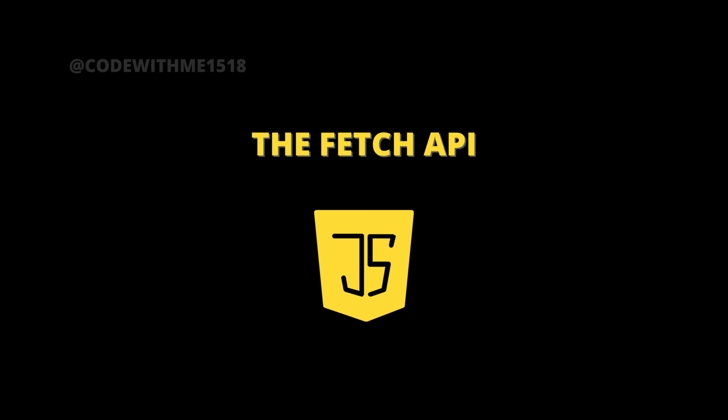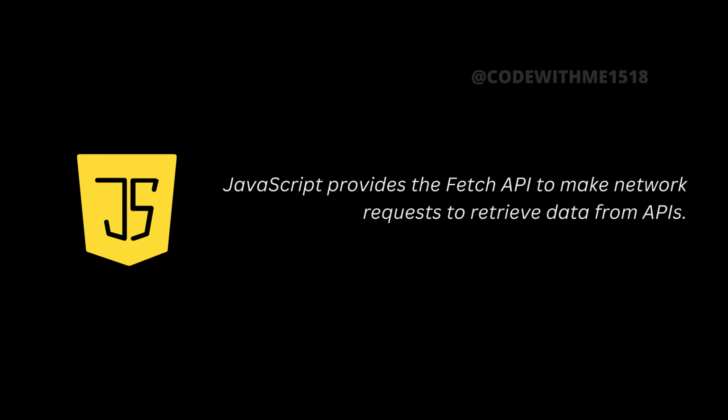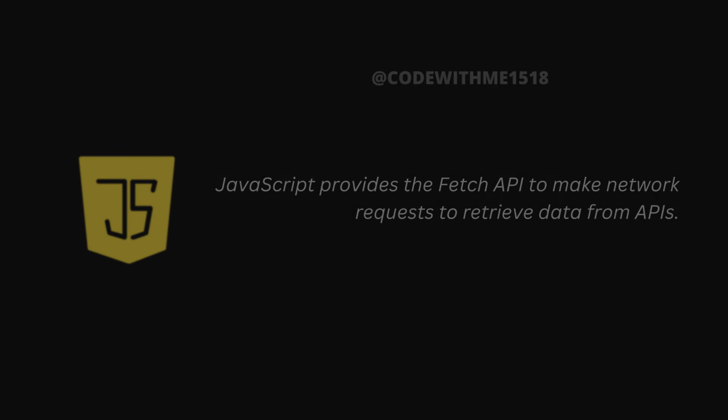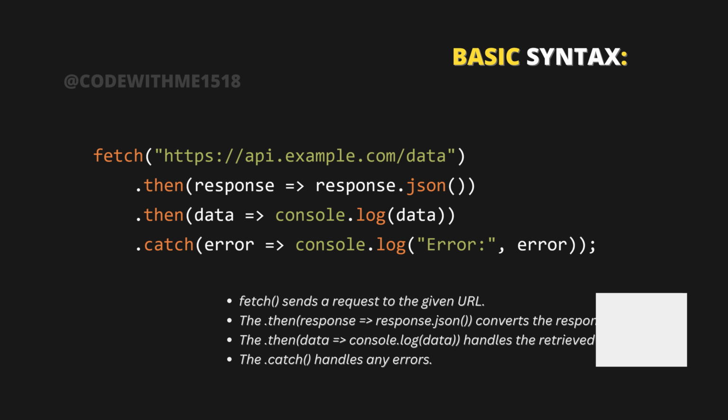The Fetch API. JavaScript provides the Fetch API to make network requests to retrieve data from APIs. Basic syntax: fetch http://api.example.com/data, then response => response.json(), then data => console.log(data), catch error => console.log(error). Fetch sends a request to the given URL. The then response.json converts the response into JSON. The then data handler handles the retrieved data. The catch handles any errors.